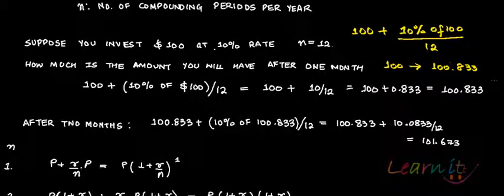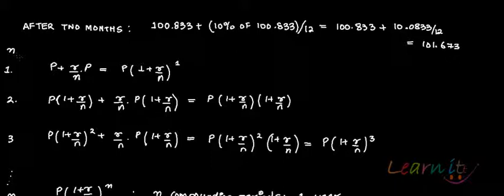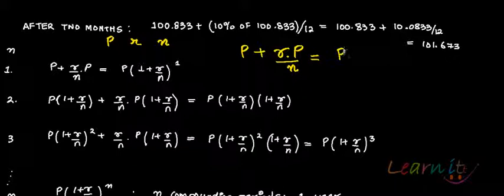Let us do this algebraically. Suppose n is the number of compounding periods, you have invested P dollars, and the rate of interest is R. After the first compounding period, how much will you have? You will have the amount P which you invested, plus the interest on this P divided by the number of periods. So I can write this as P into 1 plus R by N.